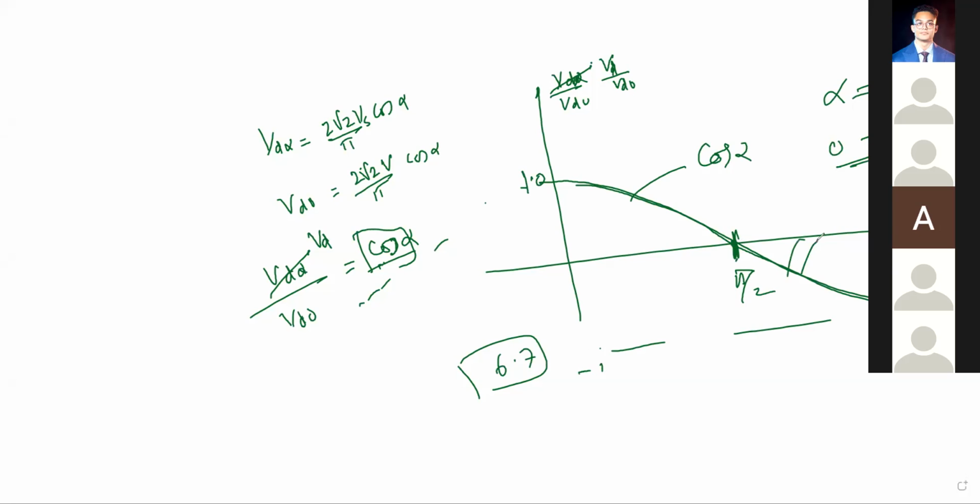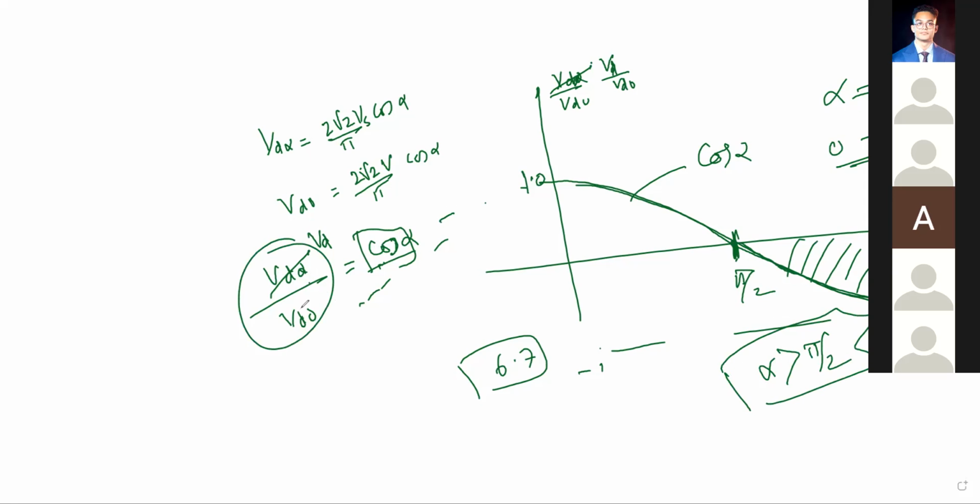If you want to get a negative value, then you have to operate your firing pulse between pi by 2 to pi, right? You understand what I say? If your alpha is greater than pi by 2 and less than pi, then your output voltage will be negative. Then you will get that inverter operation. This is the rectifier mode, and this is your inverter.